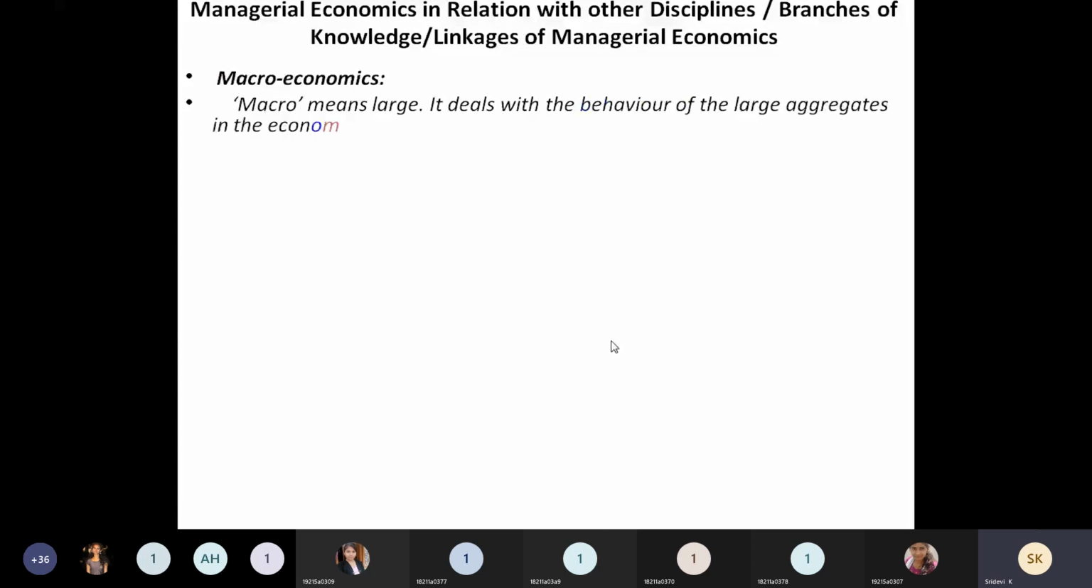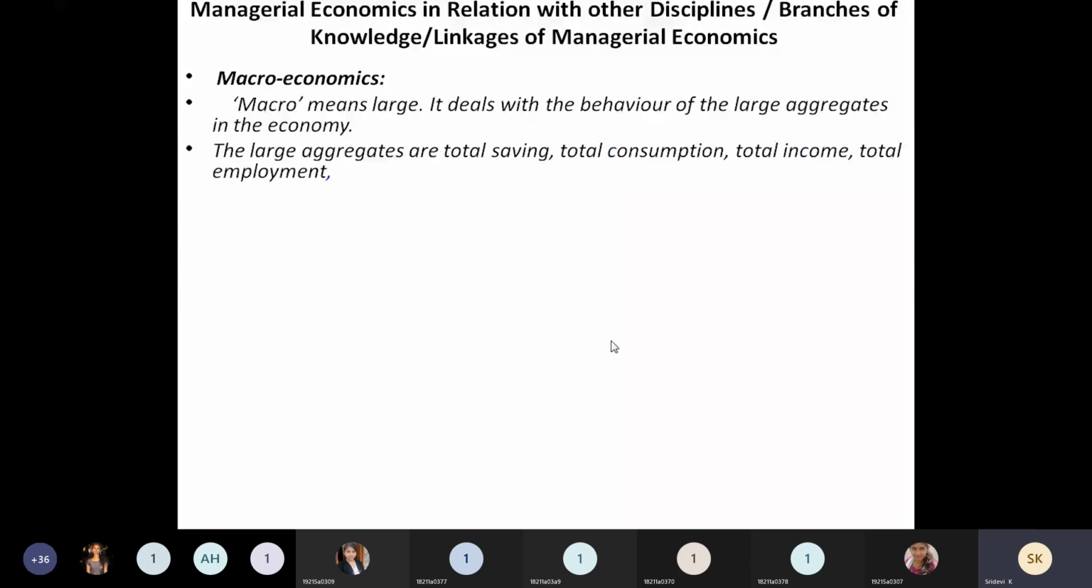Okay. And macroeconomics here, under macroeconomics, we are going to discuss the large things, like total consumption, total income, total employment at the country level. That comes under this macroeconomic study.